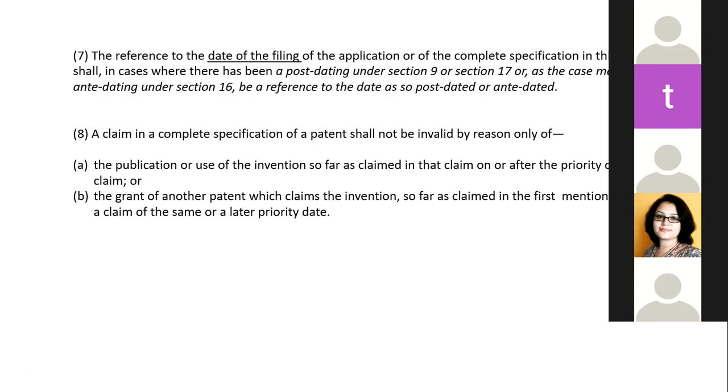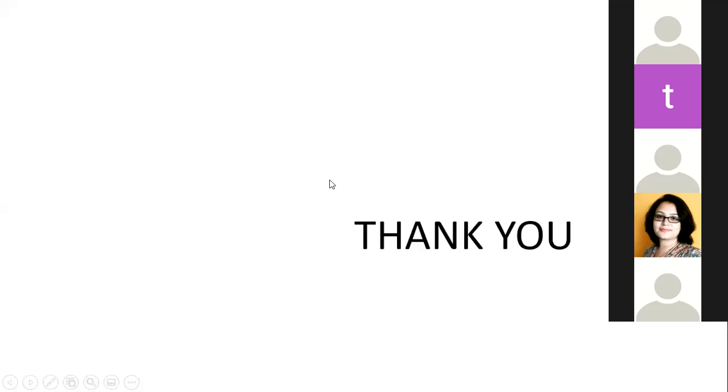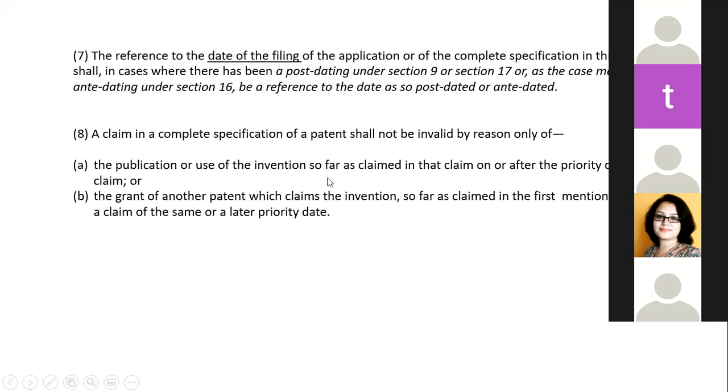Any questions? Ma'am, could you elaborate on the last point? Section 11, subsection 8. Yes. If we see subsection 8, a claim in a complete specification of a patent shall not be invalid. You cannot invalidate it by reason of publication, if it was published after the priority date.